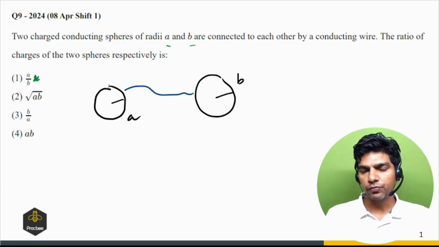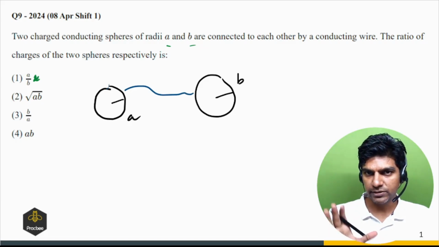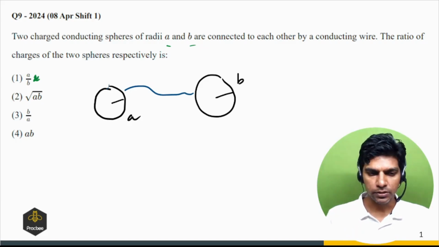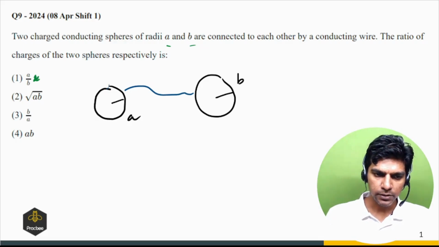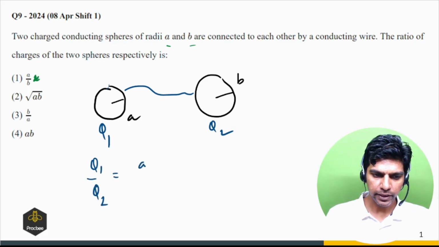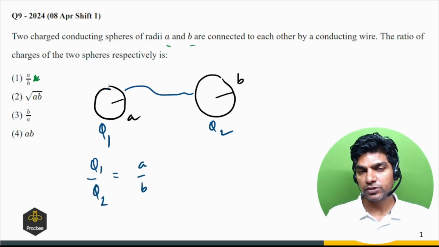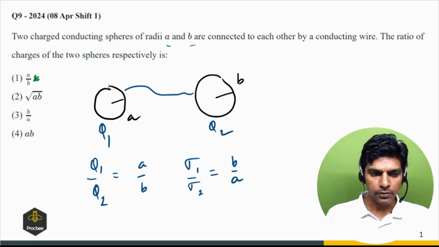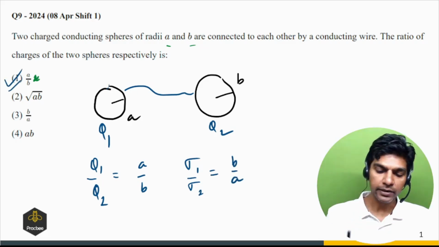So the positive charge will flow from high potential to low potential, and the charge ceases to move when both the spheres attain the same potential. In this situation, the final charges will be proportional to the radius. So do remember this. If this is Q1 and this is Q2, the final charges, then Q1 by Q2 will be a by b. And if you want to find the surface charge density, it will be inversely proportional to the radius, so b by a. So option 1 is the right answer of this question.